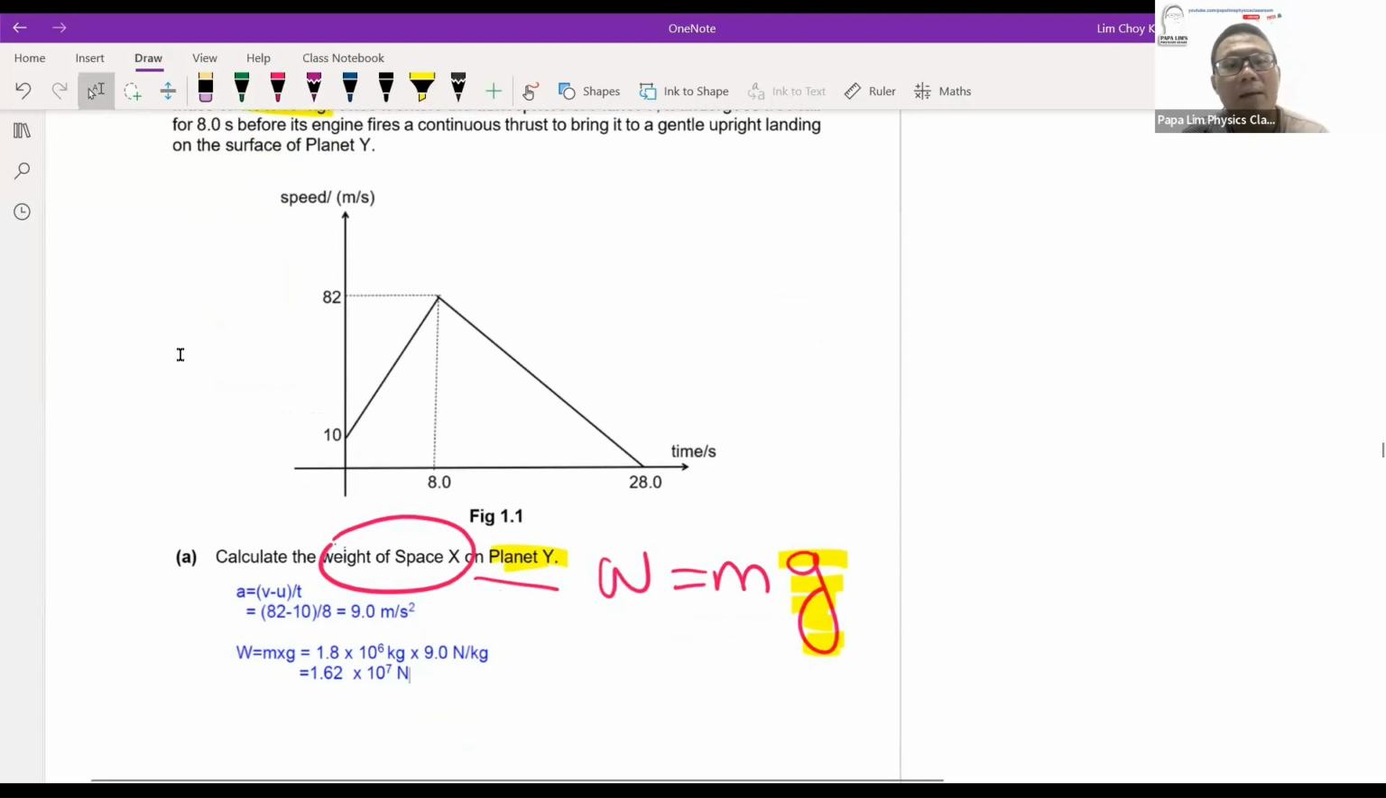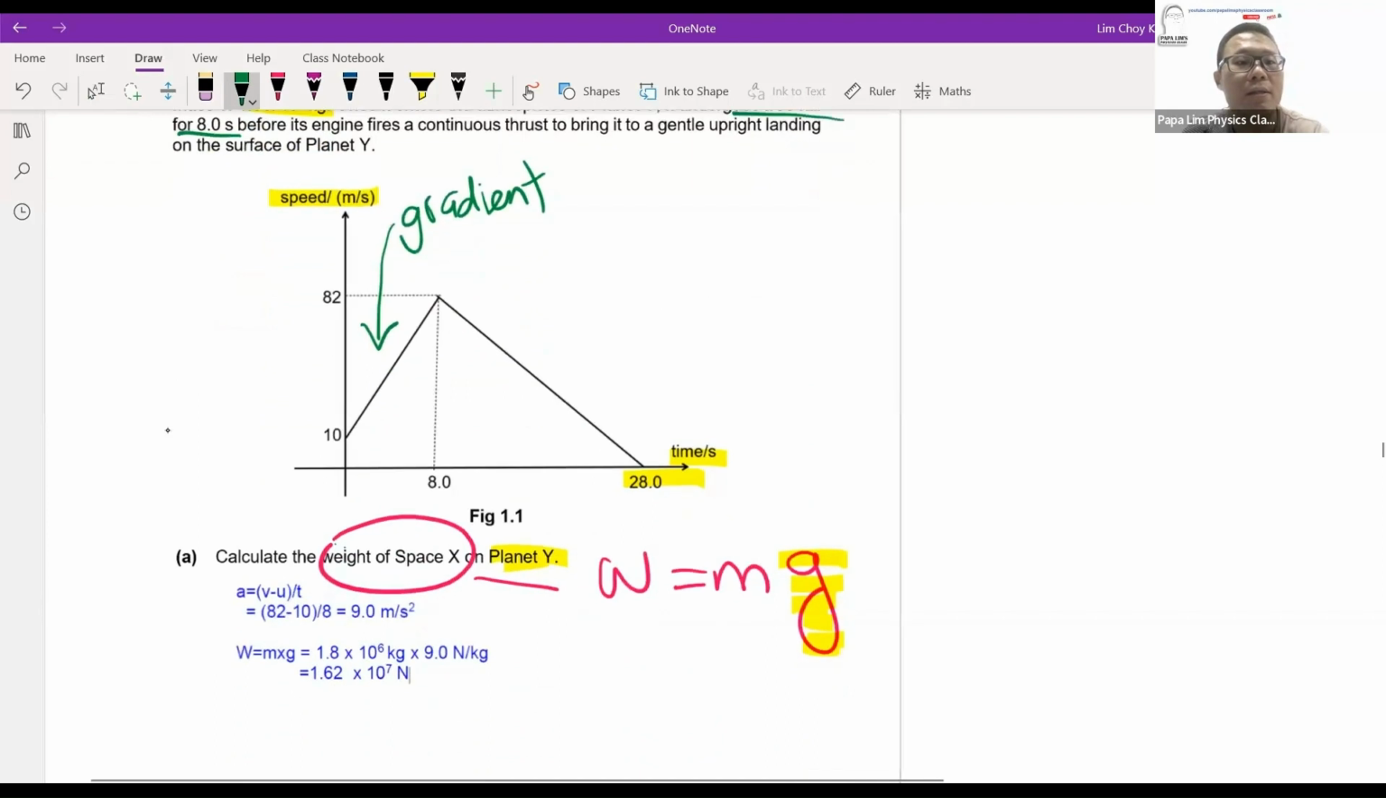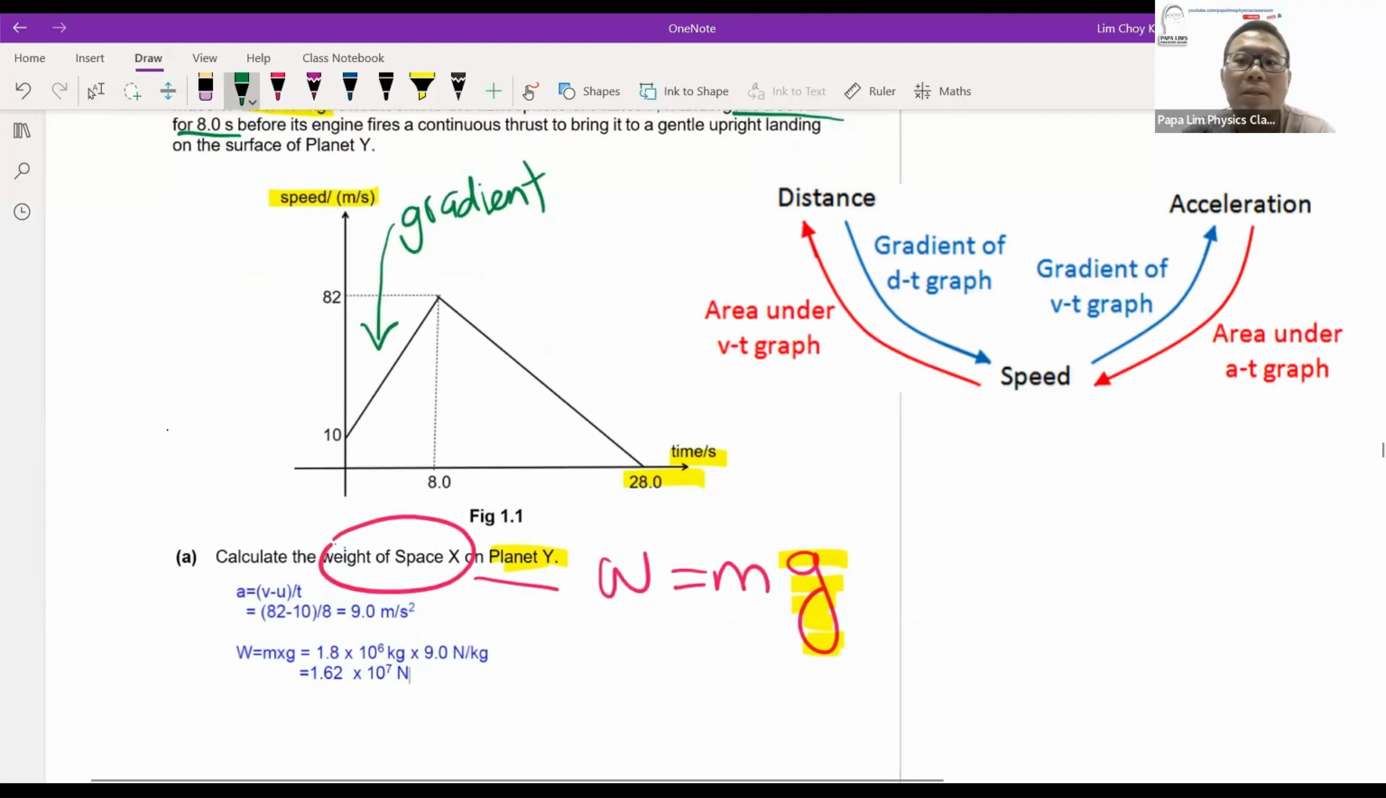In this case, we are given the speed time graph, and gravitational field strength is sometimes also known as the acceleration due to free fall. So if I want the acceleration from a speed time graph, I am looking at the gradient of the speed time graph. In this case, the rocket is experiencing free fall in the first 8 seconds, like what I mentioned in the question. So the gradient in the first 8 seconds will give me the acceleration.